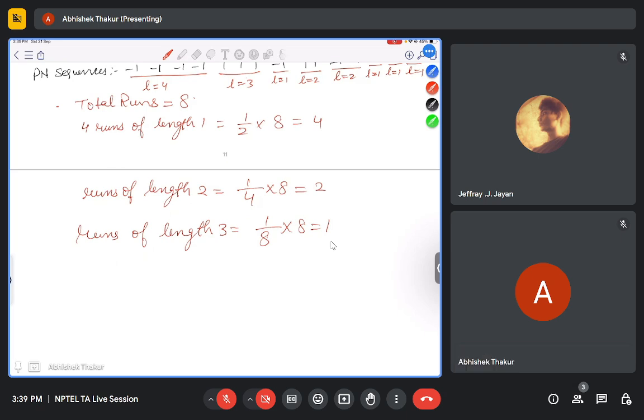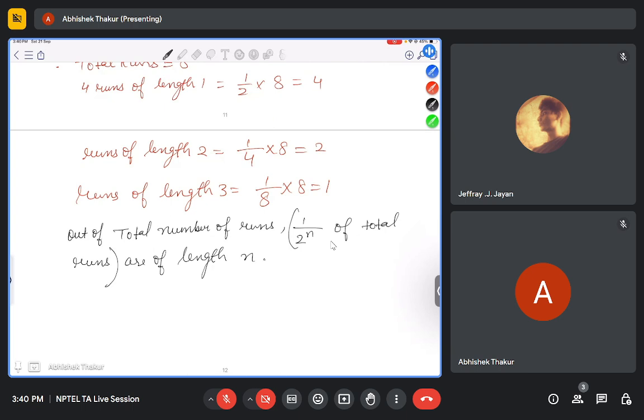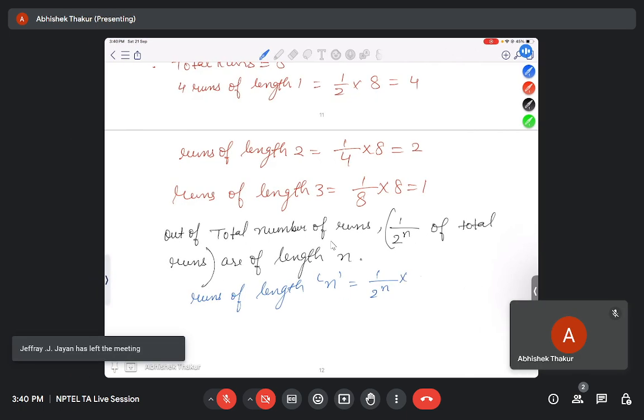So out of the total number of runs, 1 by 2 to the power of n of total runs are of length n. Okay, so this is the formula, 1 by 2 to the power of n. So the formula is runs of length n is equal to 1 by 2 to the power of n into total runs. So this is the formula.